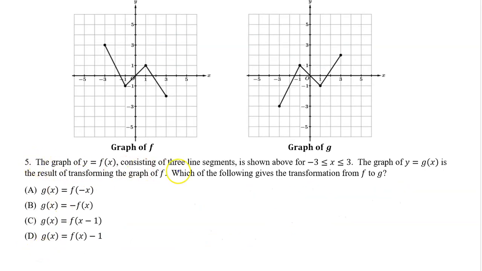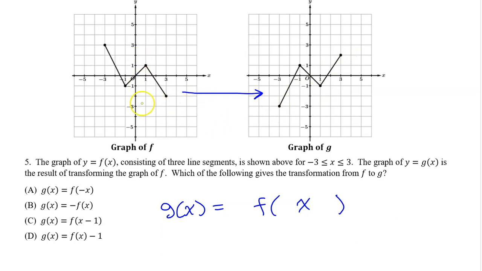Number 5 is similar to number 4, so I won't read all of the directions. Again, we are transforming f to come up with function g. And we are looking for the expression that will give you function g. What transformations will turn function f into function g? I noticed that function f goes down and then up and then down, while function g goes up and then down and then up. So there's some type of a reflection going on here.